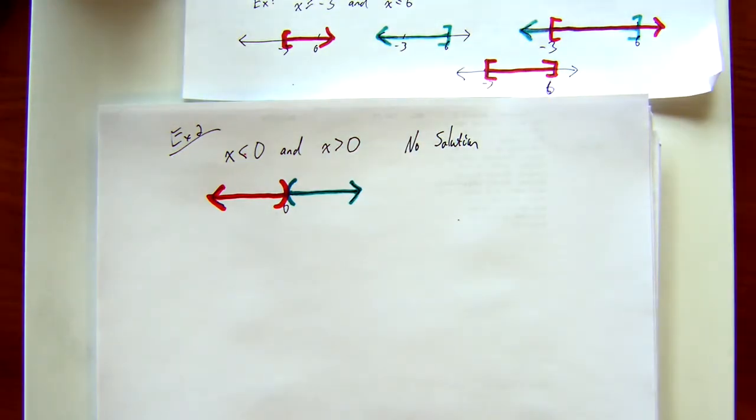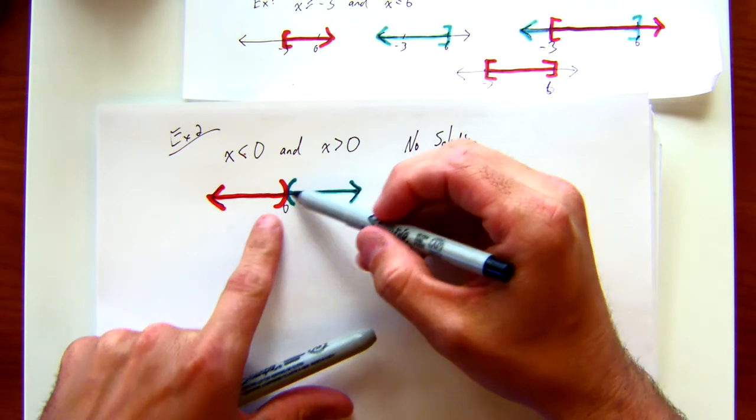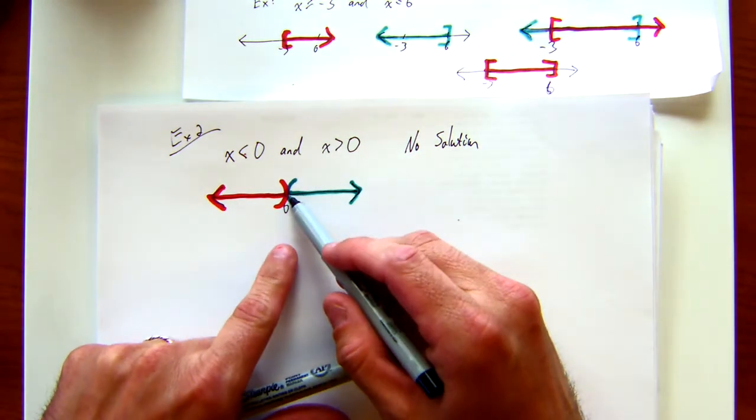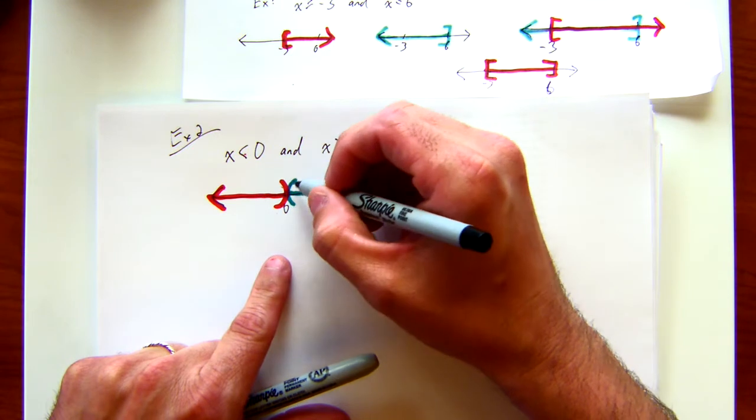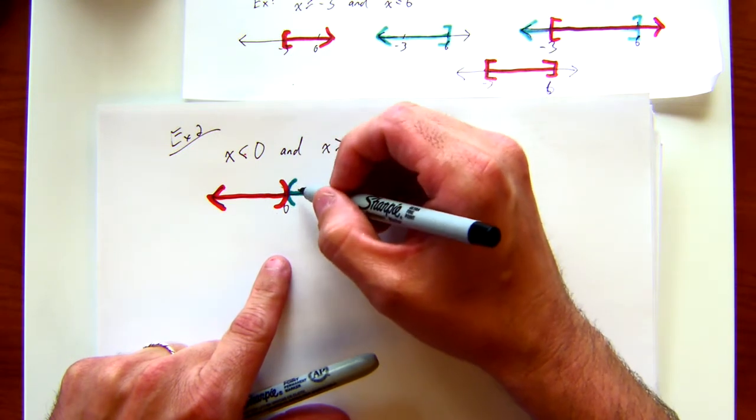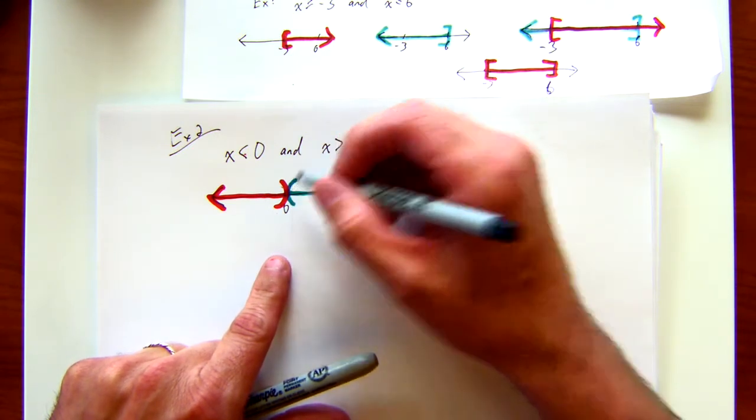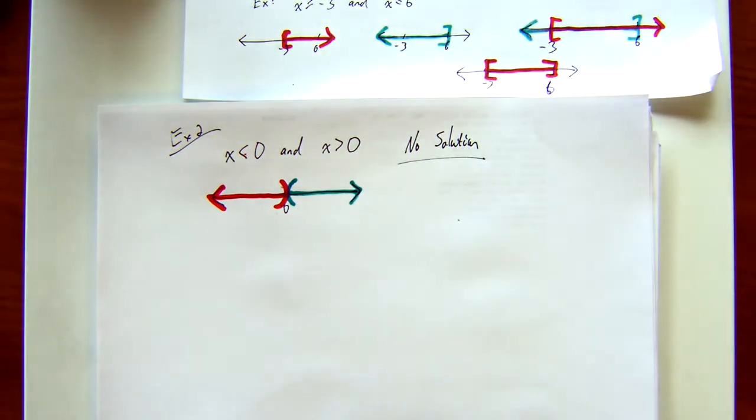Okay, now you may think that because these red and green meet up right here at the 0 that they intersect right there. But remember, these open parentheses mean you do not include that point 0. So there is no intersection, and hence there is no solution.